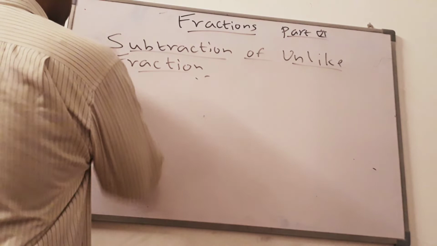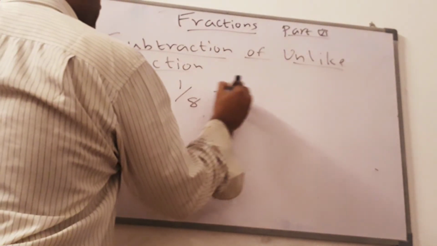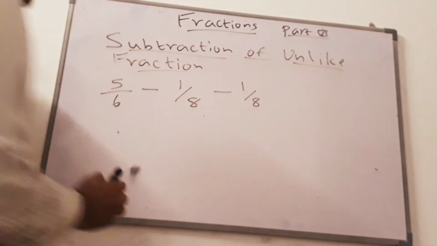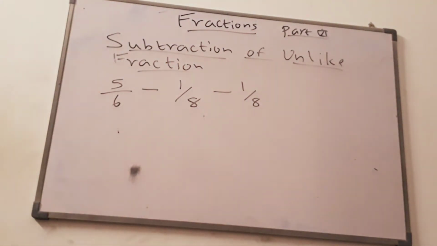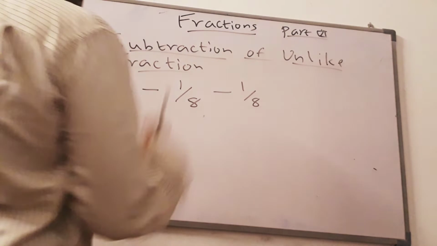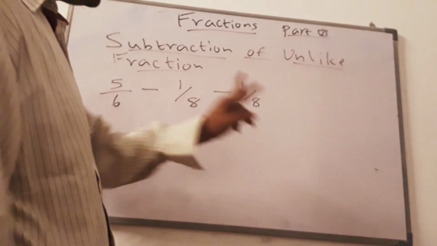Final question. 5/6 minus 1/8 minus 1/8. There are 2 like fractions and 1 unlike fraction. But here all three denominators have 2 values.